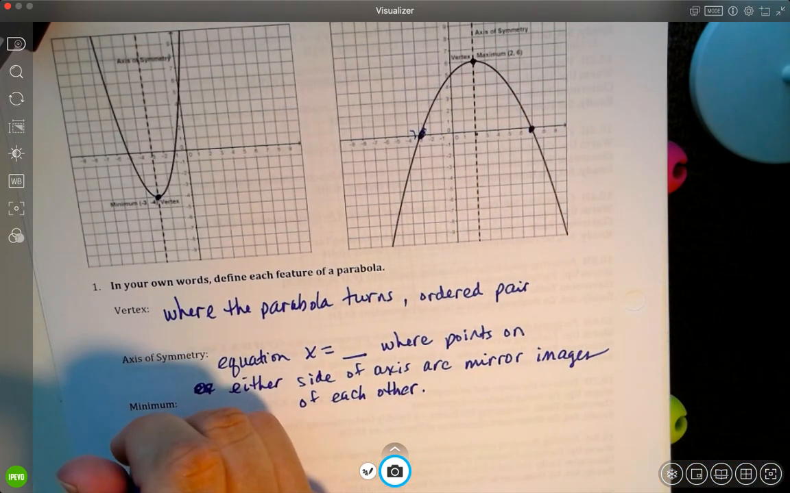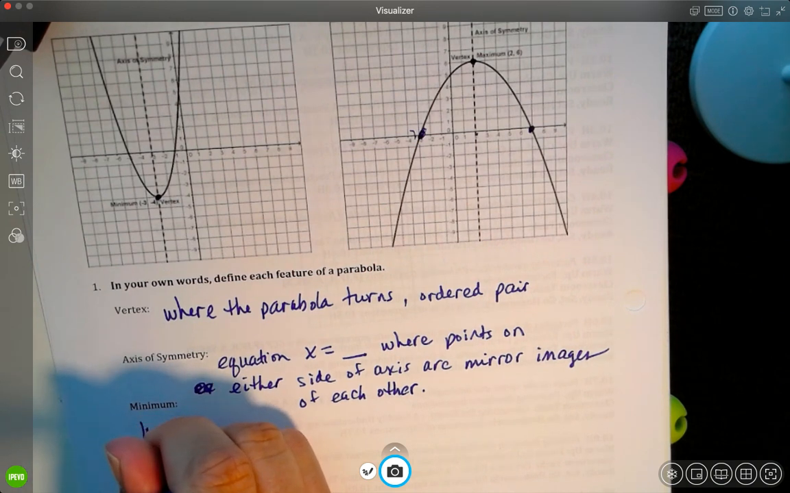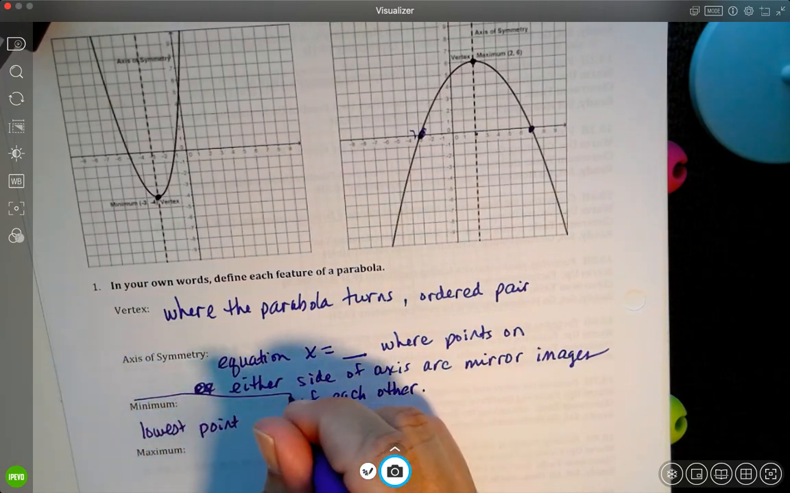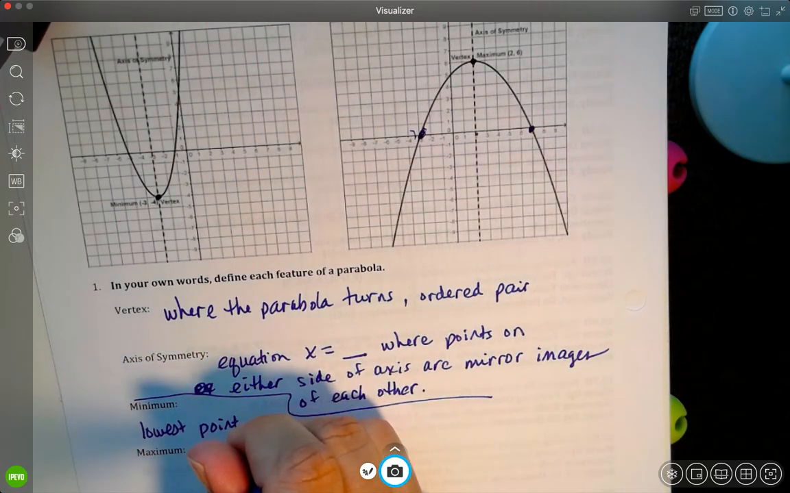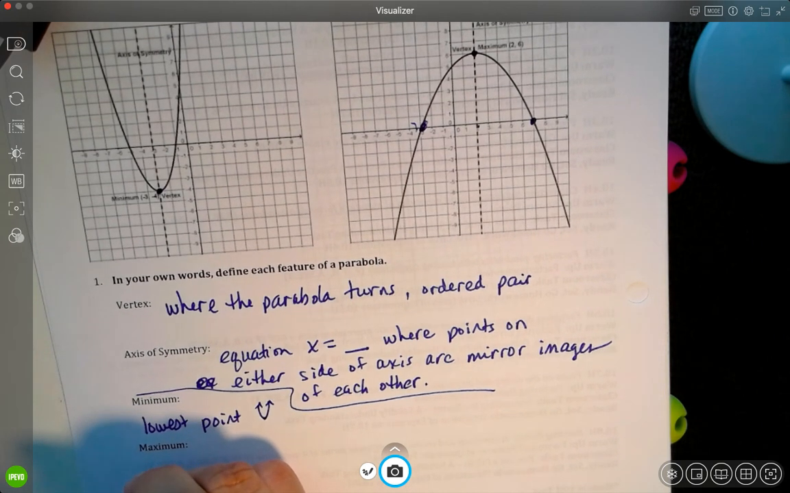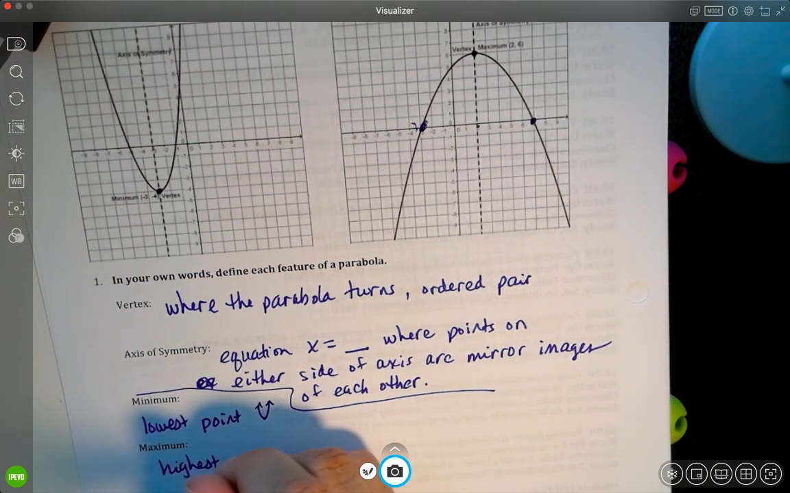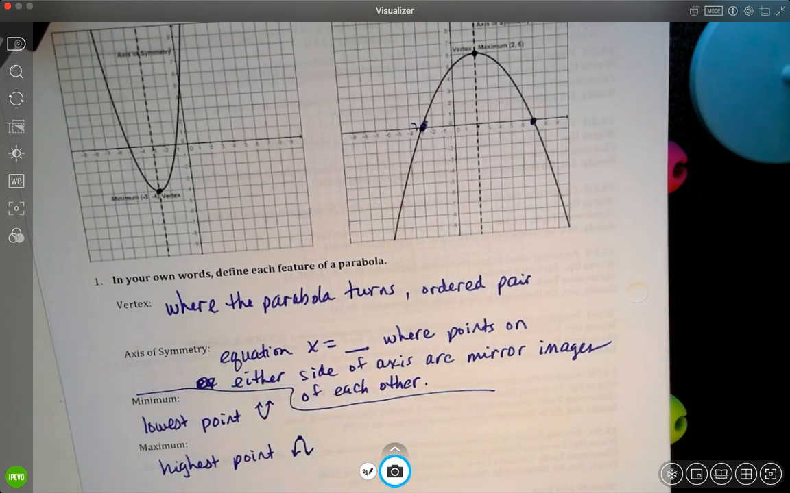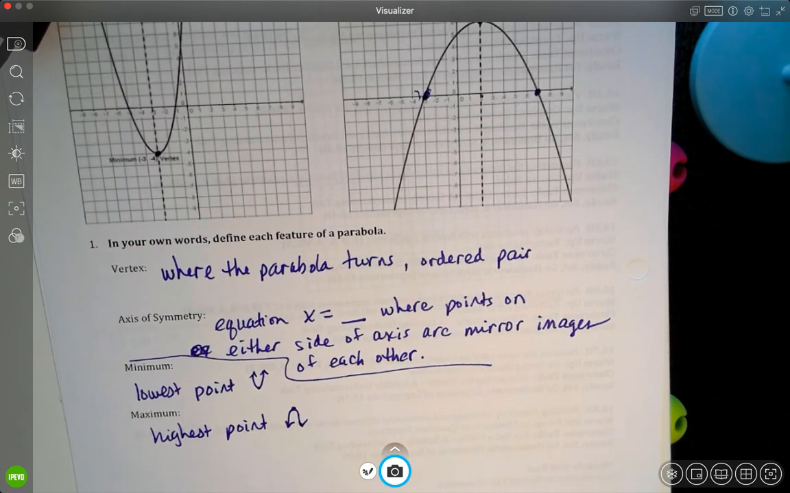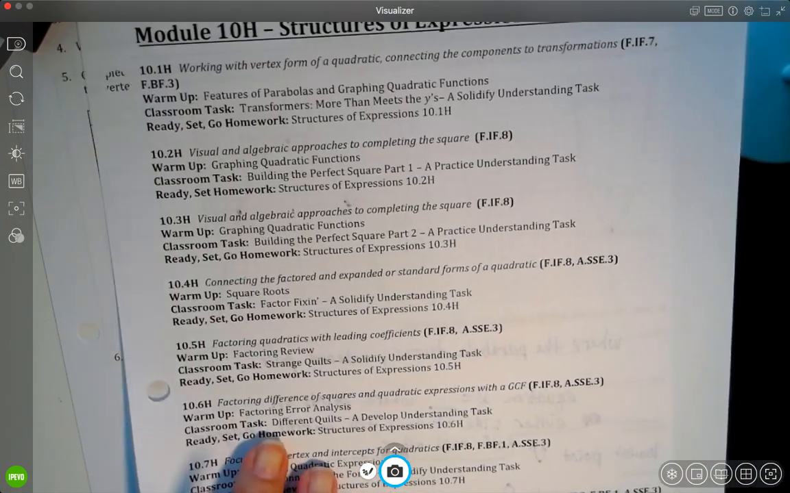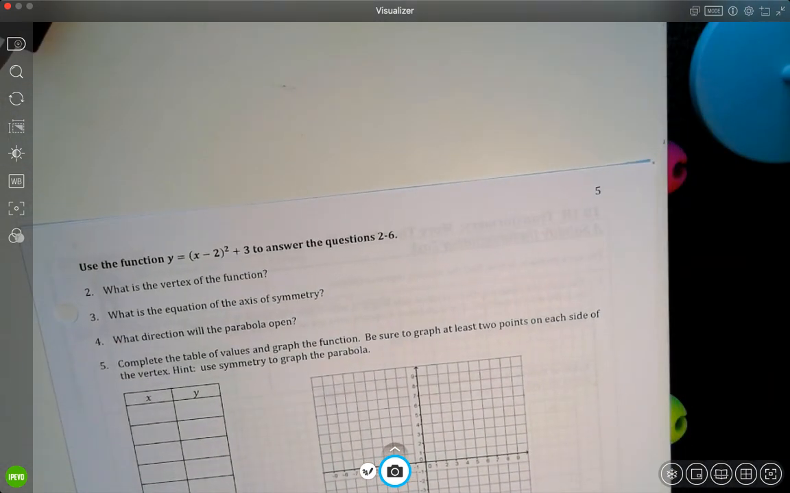Minimum is the lowest point. This is the lowest point, or vertex, if it opens up, right? And obviously this is the highest point, or highest vertex, when it opens down. So right here. Okay, so there's a little bit of vocabulary that you could sort of define in your own words. All right, so let's go ahead and just practice using vertex form.